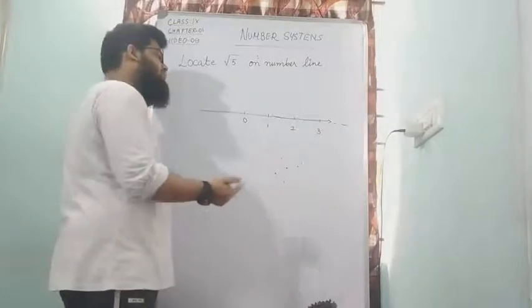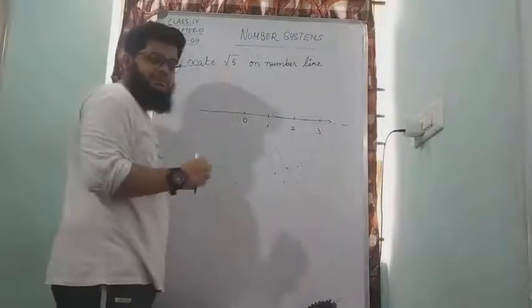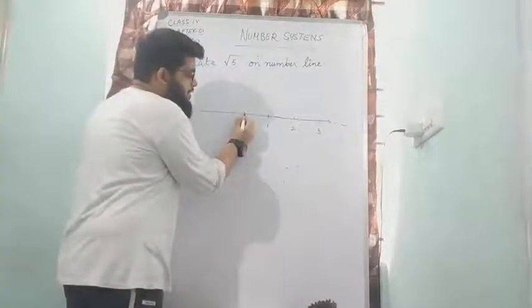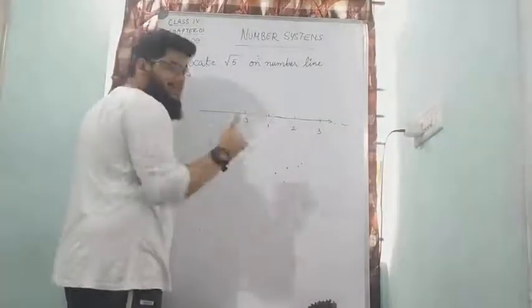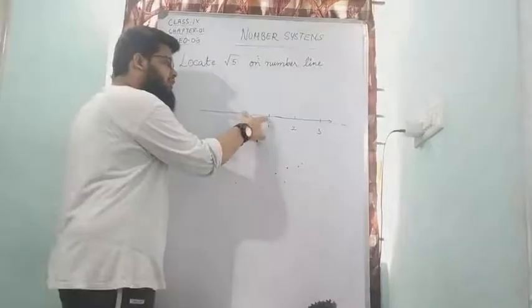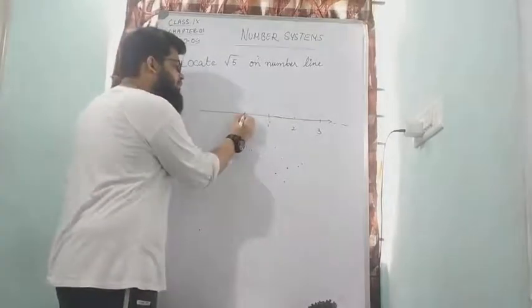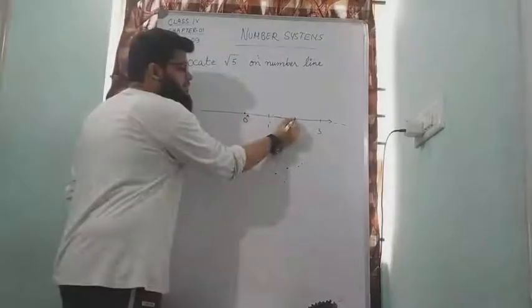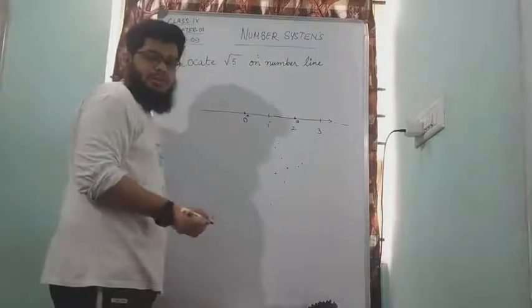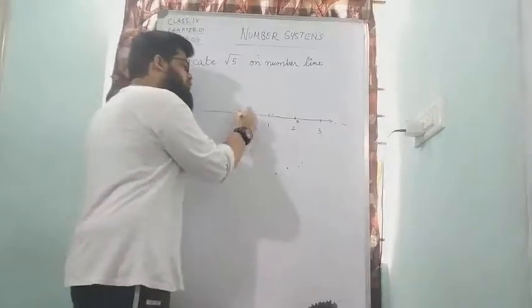For root 5 it's a little different. You'll have to take 2 units. When I say 1 unit it will be 0 to 1, and when I say 2 units it will be 0 to 2. So mark this point as A and the number at 2 as B. So you have taken 2 units.